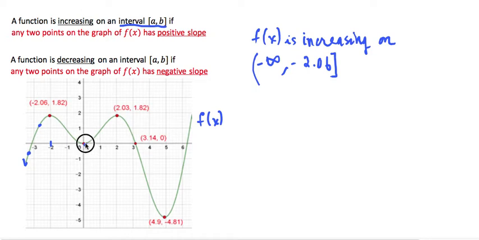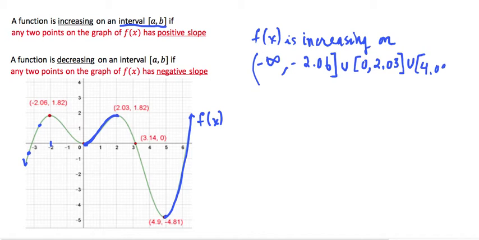So you can also see that between this point here, between x equals 0 and x equals 2.03, f of x is also increasing. The slope here is positive for any 2 points along this blue line. So we can say in union with from 0 to 2.03. And then there's one more spot, right, from down here when x is equal to 4.9 all the way out here to positive infinity. Any values of x here. So from x equals 4.09 to positive infinity.